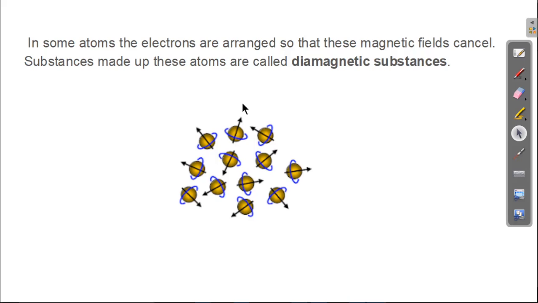diamagnetic substances. In some atoms, the electrons are arranged so that these magnetic fields cancel each other. So these represent electrons in the atom, and their configuration is such that the magnetic field of one electron cancels the magnetic field of another electron. So if you see those little arrows pointing in different directions, these are electrons. So the atom itself does not have a magnetic field in diamagnetic substances.